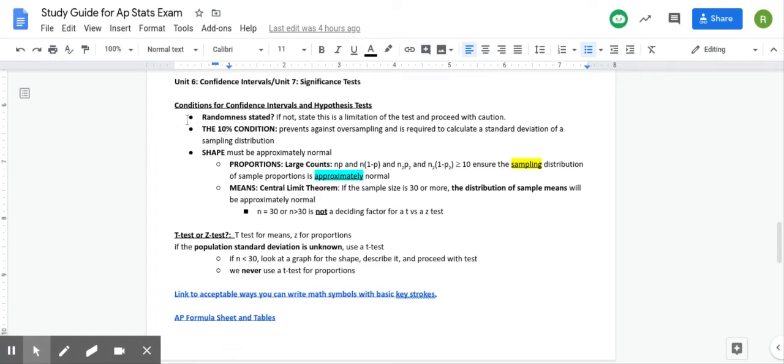I do think there's going to be a question which requires you to explain the conditions. So what I mean by that is they might say, like, the randomness condition is satisfied here.